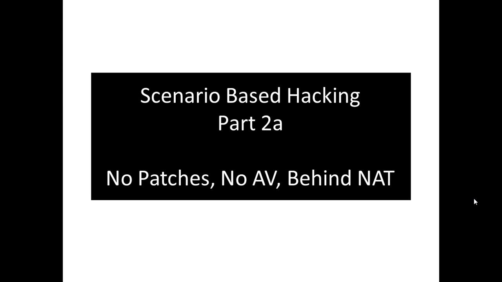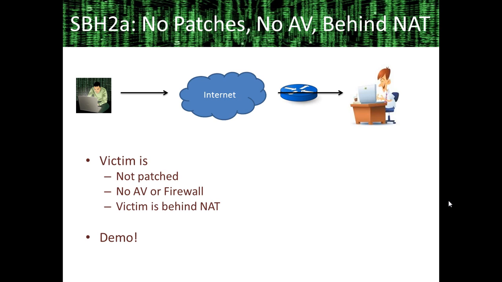Hello all, welcome to part 2A of the scenario-based hacking video series. In this video, we will look at how to break into a machine which has no patches, no antivirus, that is behind a NAT. So here is the scenario. The victim is not patched, however, there is a NAT device in front of the victim. And this is where a bit of ingenuity will be required.